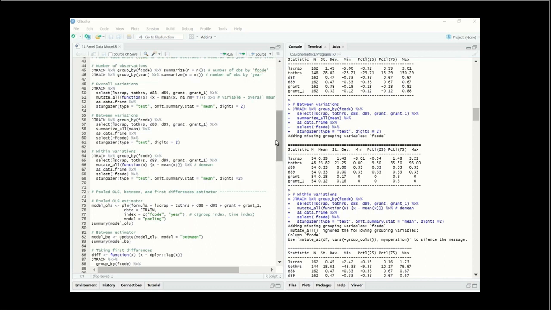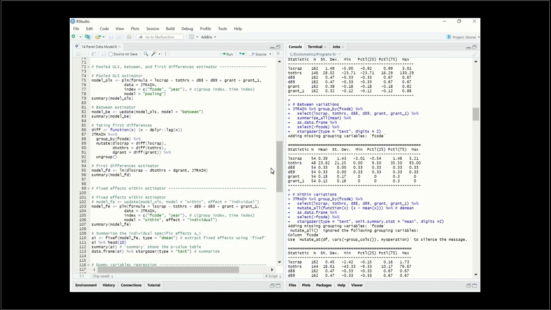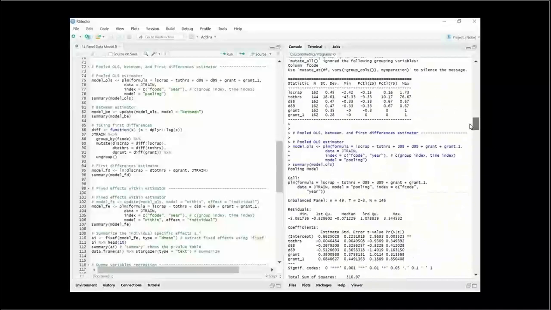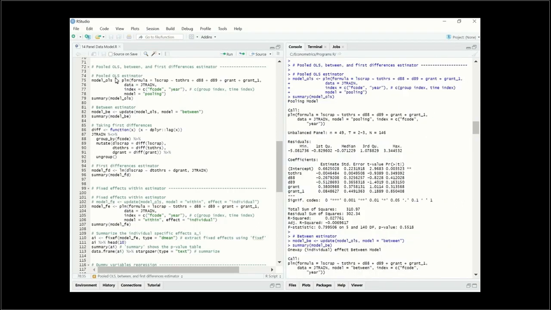Okay, so now let's move on to the different estimators that we can use to estimate panel data models. The first and the simplest estimator that we're going to be using is called pooled OLS. Basically, the model is estimated using the OLS estimator, and we're ignoring the fact that we have panel data. In other words, we're ignoring the fact that the data belongs to the same firm and it also varies over time. So here we are going to be using a panel linear model.